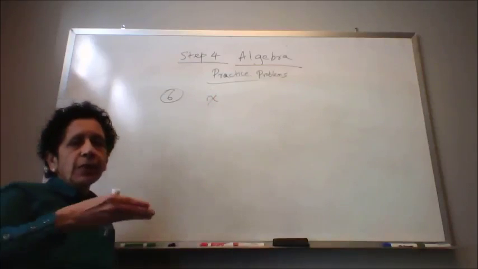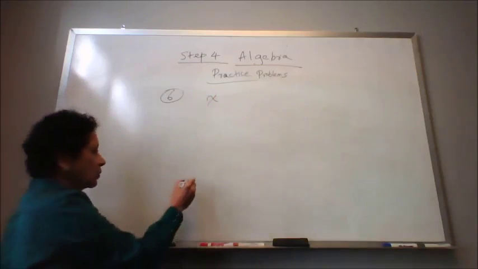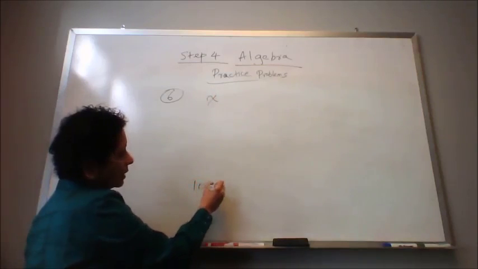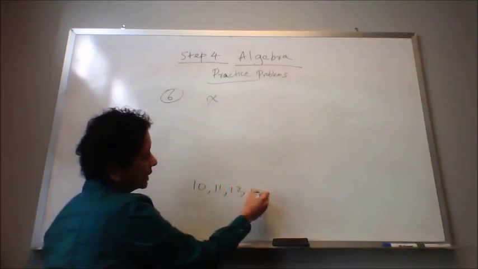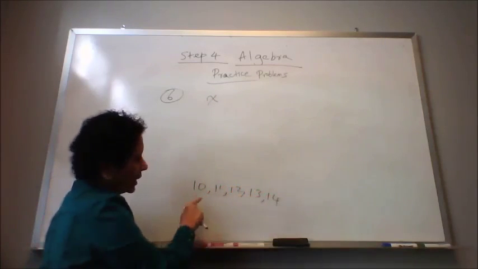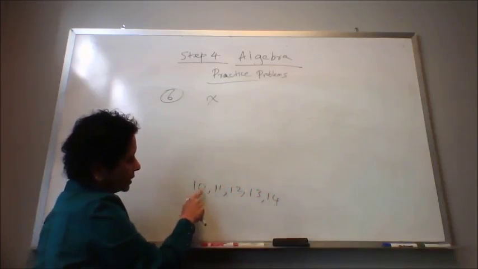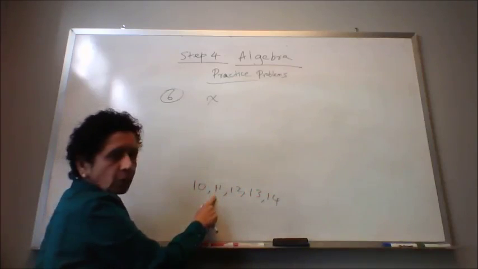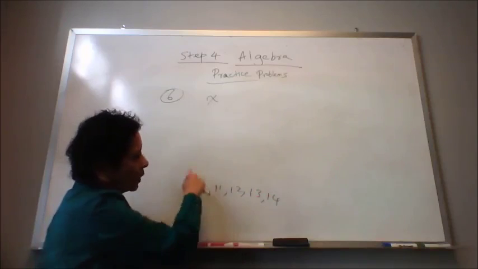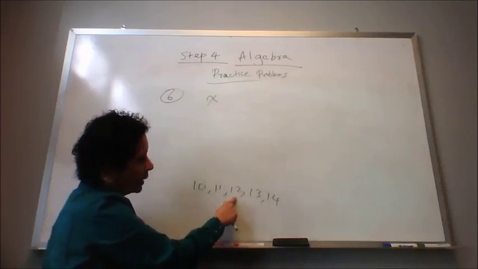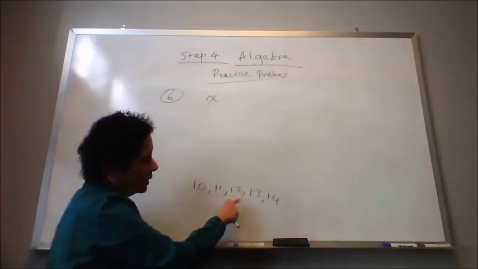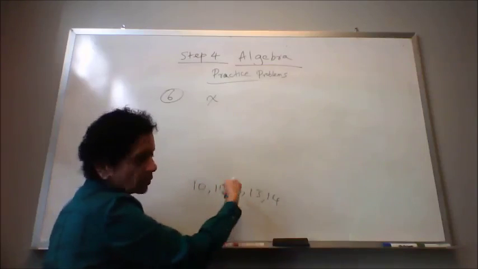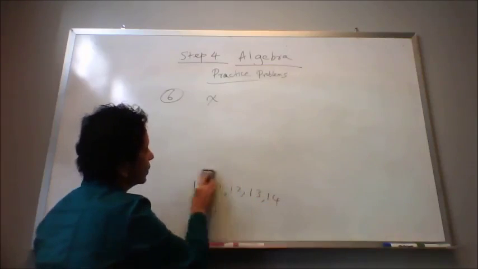So what do we mean by consecutive numbers? Let's say I have 10, 11, 12, 13, 14. These are all consecutive numbers, right? Consecutive means you take a number and add 1 to it. That's the next consecutive number. Add 1 to it, the next consecutive number. Add 1 to it, the next consecutive number, right? So you just keep adding 1 to get to the next consecutive number.